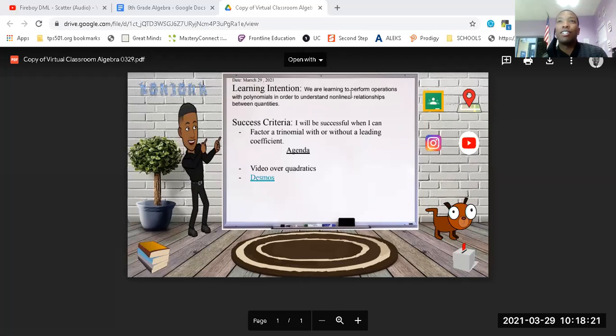For our success criteria, it states, I will be successful when I can factor a trinomial with or without a leading coefficient. One more success criteria that should be on there. That word is so hard to say, success. Success criteria. One more thing that should be on there is when the quadratic is not equal to 0 as well.